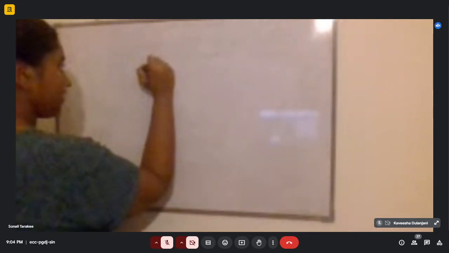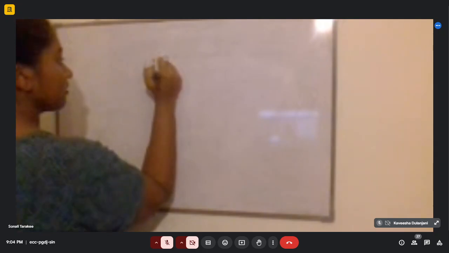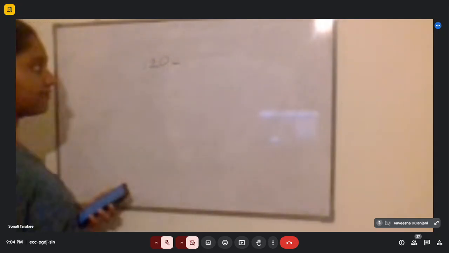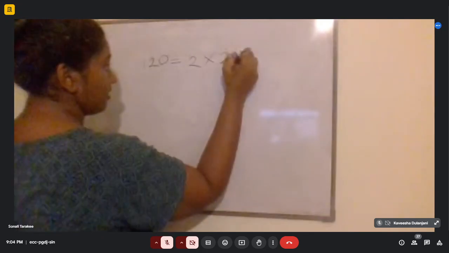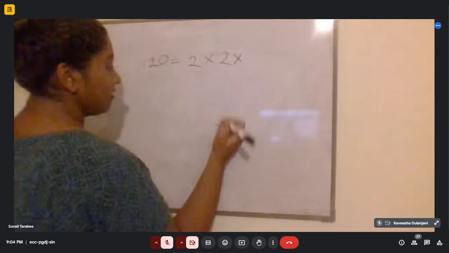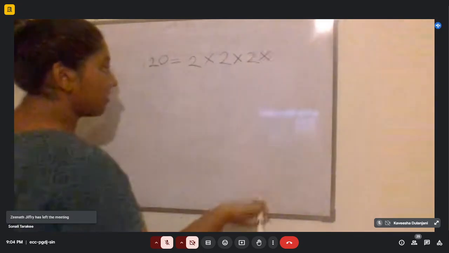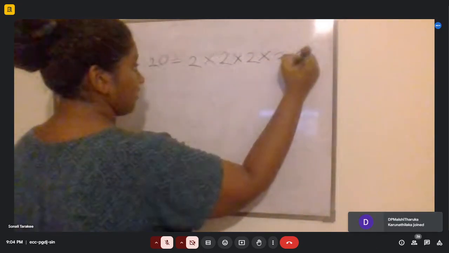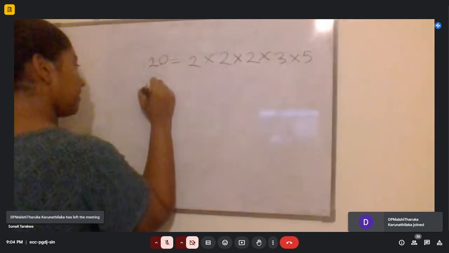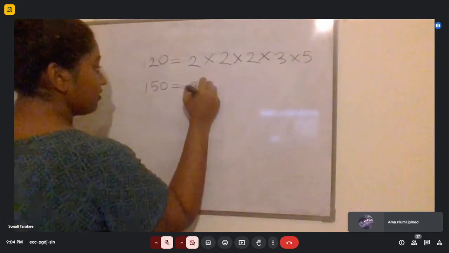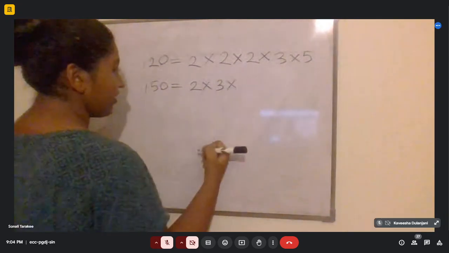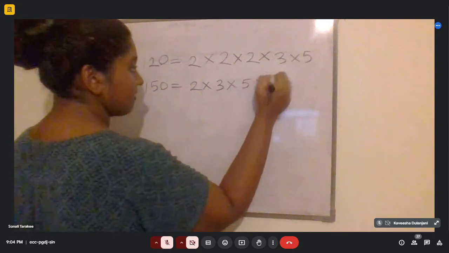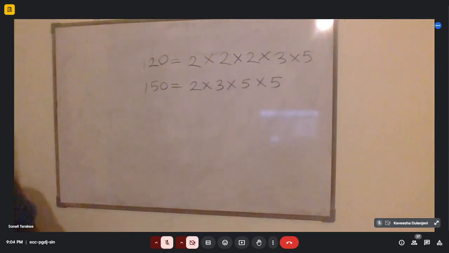So I'll take 120. So 120 can be written like 2 to the power 60. 60 can be written 2 to the power 30. 30 can be written 2 to the power 15. 15 can be written 3 to the power 5. Then 150 can be written 2 times 75. 75 can be written 3 times 25. 25 can be written 5 times 5. So these are the prime factors of 120 and 150.